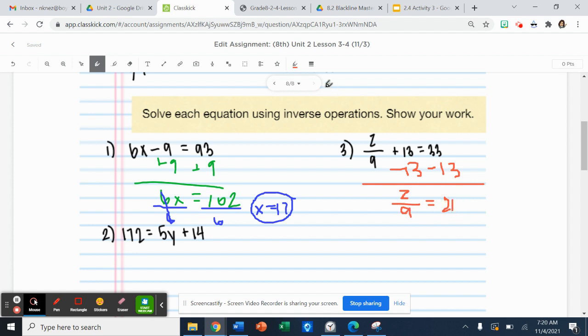Now, I know that to do the inverse of division, I need to multiply. So I'll multiply both sides by 9. On the left, that cancels out. And on the right side, I end up with 21 times 9. Since I have z alone on the right, I know that z is equal to 21 times 9, or 189.